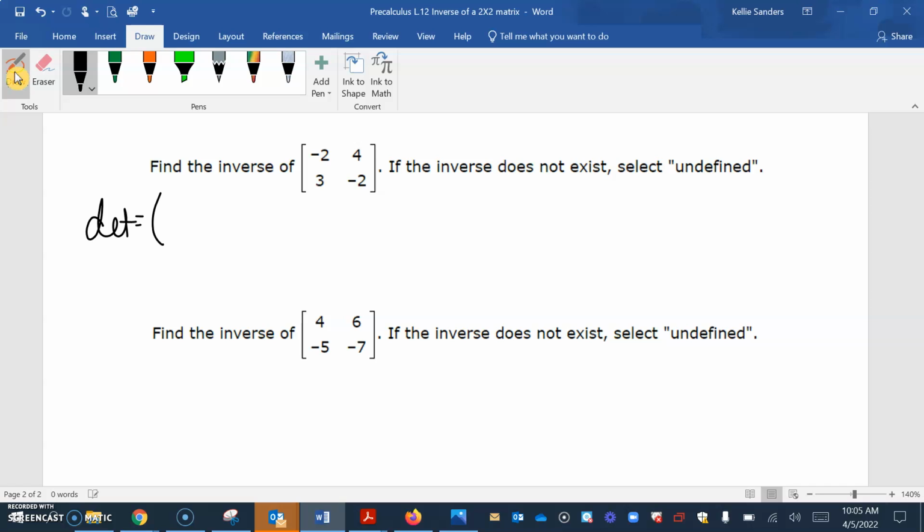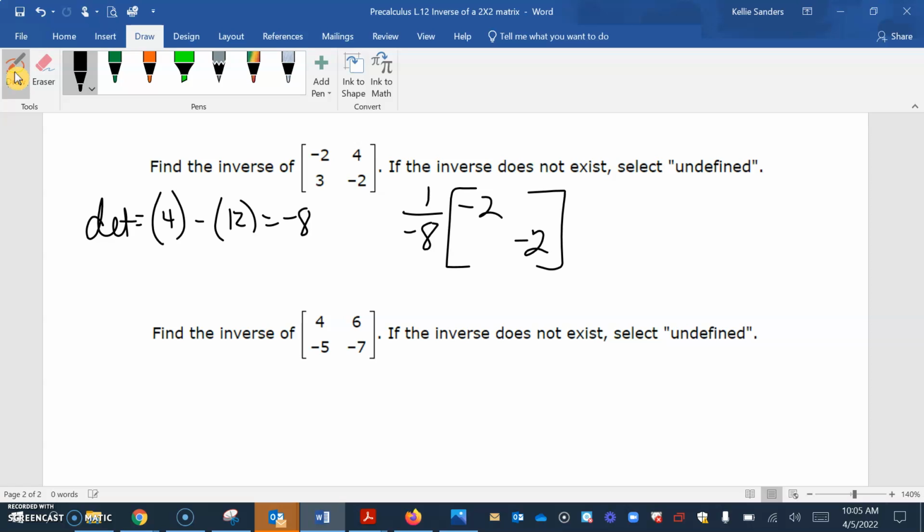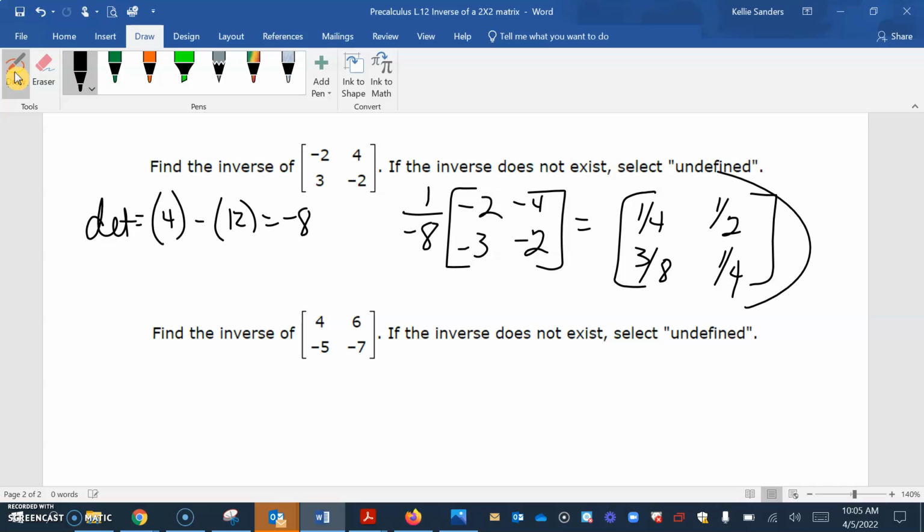I don't know why I did that. We'll just do this. 4 minus 12 is -8. So 1/8. I'm switching them, but it doesn't look like it because they stay the same. -3 and -4. Multiplying all of those by -1/8, which makes it a +1/4, which makes it a +1/2. 3/8 and 1/4.